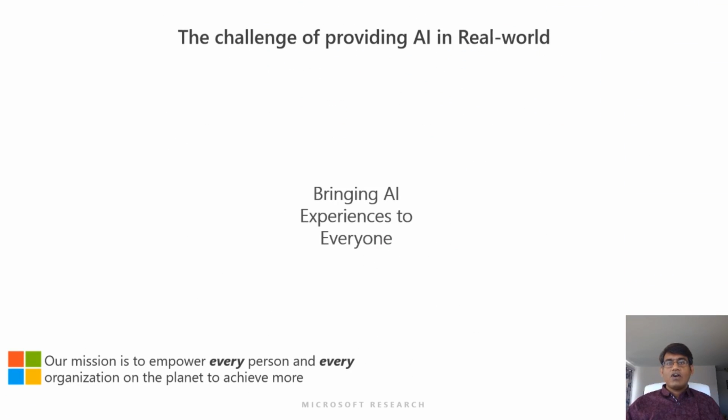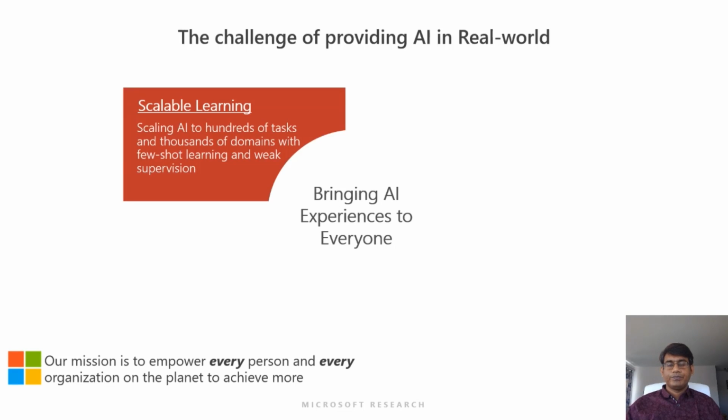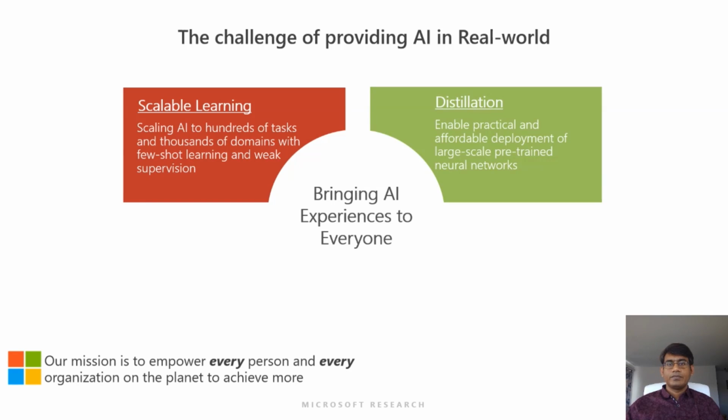In this regard, our team has been heavily investing in these four key research themes. Scalable learning: how do we train massive deep learning models for hundreds of different tasks, domains, and languages with limited training labels? I will give you a brief overview of some of our recent advances with few-shot learning and weak supervision. Knowledge distillation: to compress these massive neural network models to deploy them in practice with fast and scalable inference.